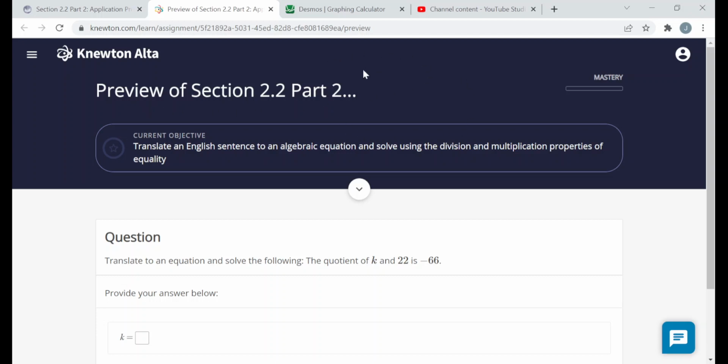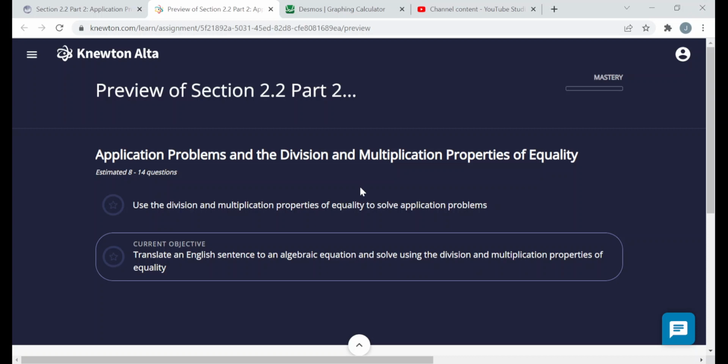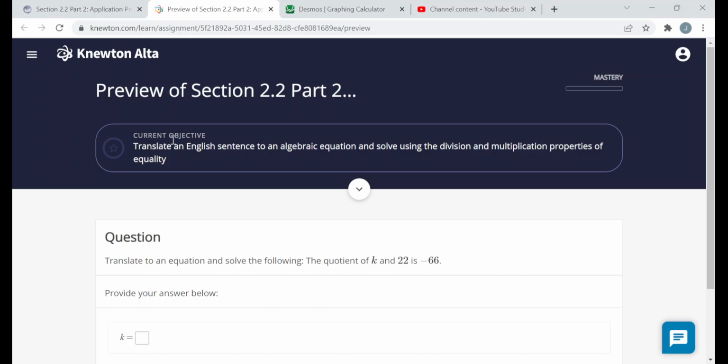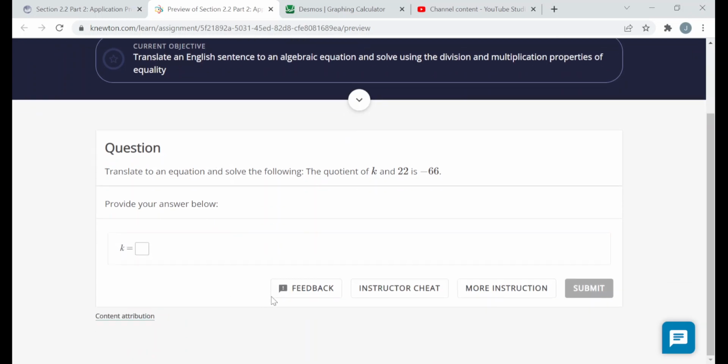Alright, so on the assignment page you'll see the title, the mastery bar telling you how far along you've gotten. You can take a look at all the objectives. Looks like there are only 2 objectives for this particular assignment. And under the current objective, there is a question related to that objective. And at the bottom of every question, you should be seeing a feedback button where you can send feedback to Knewton if you wish. You will not have this instructor cheat button, right? This is for instructors only.